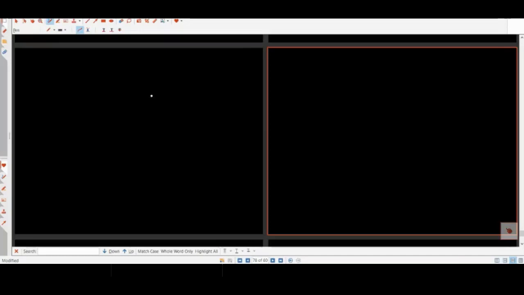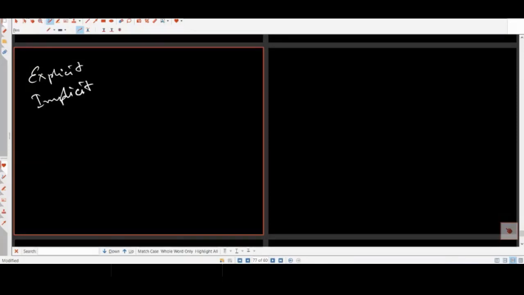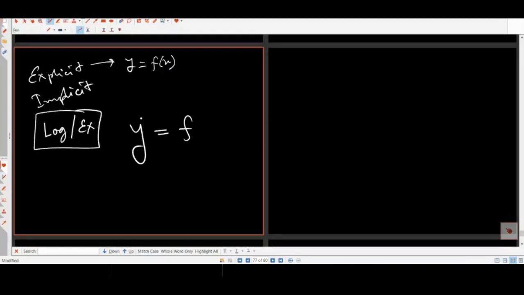Up to now, we have learned how to find the derivative of an explicit function and of an implicit function, and now we are going to talk about how to find the derivative if we have a logarithmic or exponential function. Whenever we have a logarithmic or exponential function, we may have the same explicit form, but in explicit form we have y equals f(x) only, whereas for a logarithmic or exponential function we have f(x) with power g(x). So the power is also a function of x.